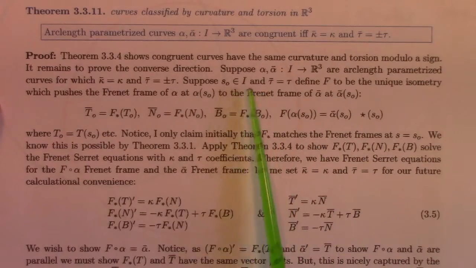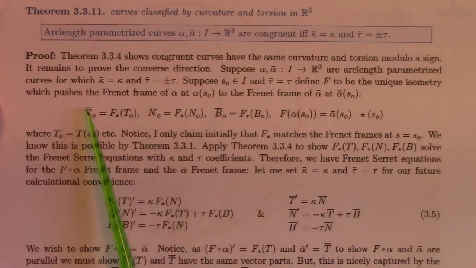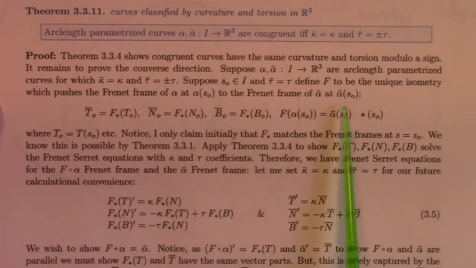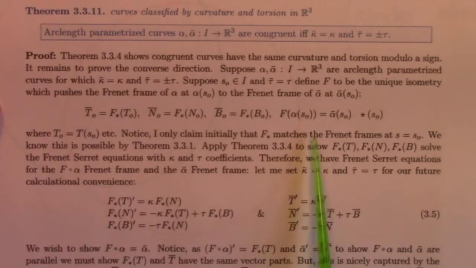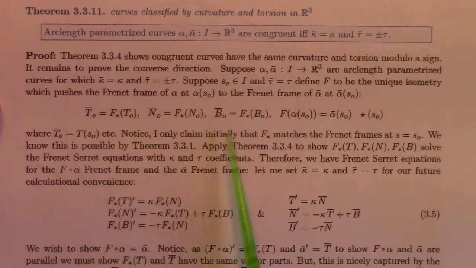Alright, so suppose that the torsion is equal to the torsion bar, and let F be the unique isometry which pushes the Frenet frame of alpha at alpha of S naught to the Frenet frame of alpha bar at alpha bar of S naught. We know we can do this by our previous theorem about push forwarding of a frame, right? They're two frames, two different points. There exists a unique isometry which push forwards the frame. I didn't prove that the isometry was unique back in that theorem, but it's easy enough to do. You've got a formula. Suppose you have two formulas, you can show they're equal. It's not a big deal.